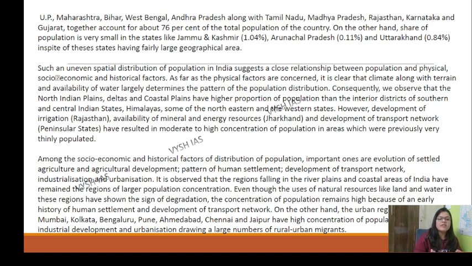So how do historical factors work? Somewhere you will find migration due to collapse, earthquakes, or land degradation, and you must have studied shifting cultivation and all, right? So many factors are there. I think you must have got the social, economical, and historical factors.